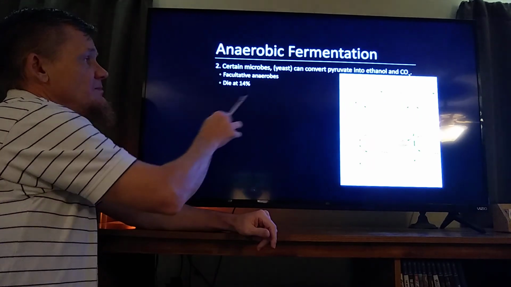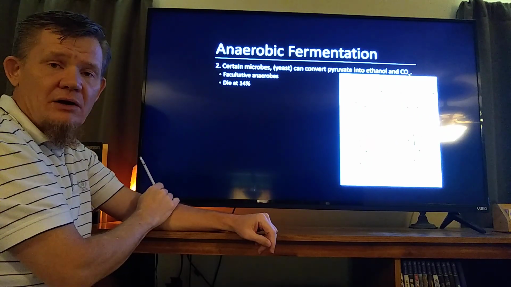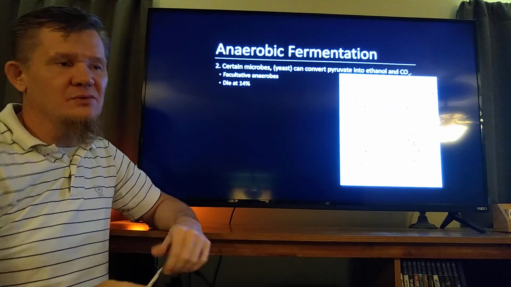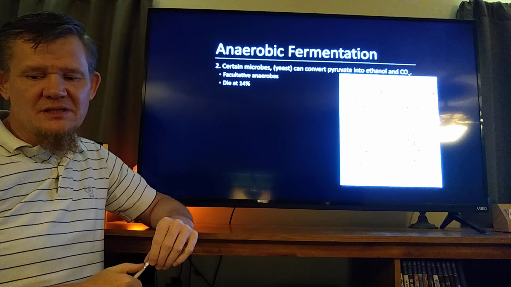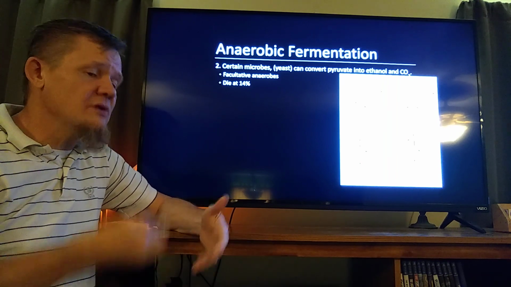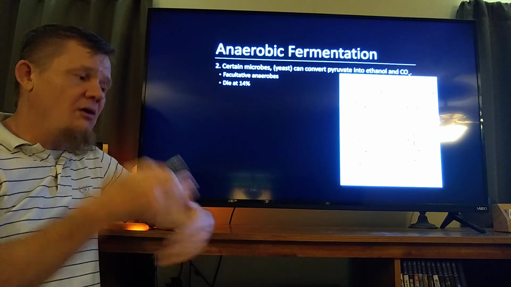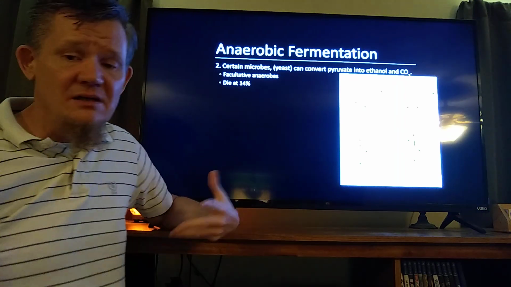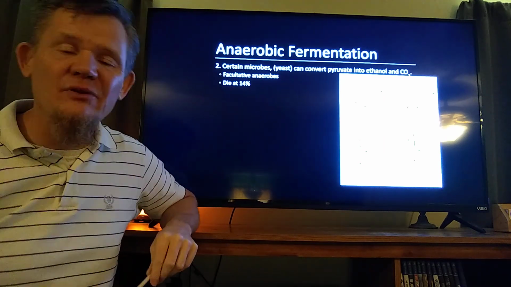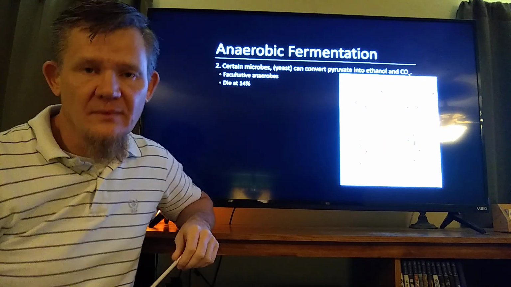Those yeasts that are able to do alcohol fermentation typically die at about 14% alcohol, which is why wines tend not to be above 14% alcohol. Because they can only keep doing alcohol fermentation until the alcohol poisons them. And alcohol is a poison, and you know alcohol is a poison. How do you know alcohol is a poison? What happens when you drink too much of it? You throw up.